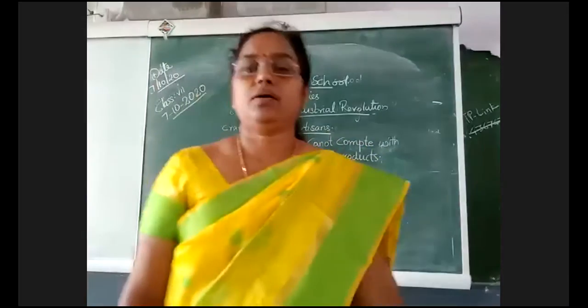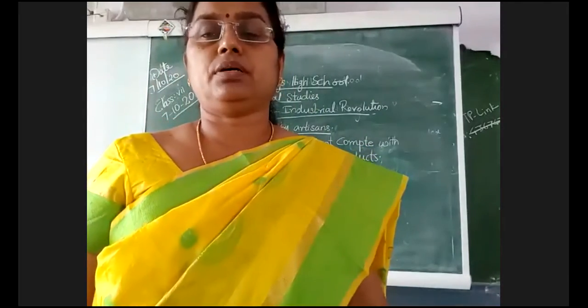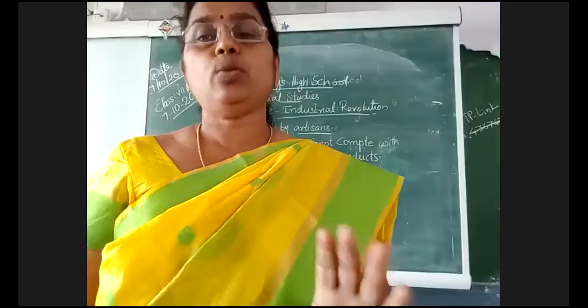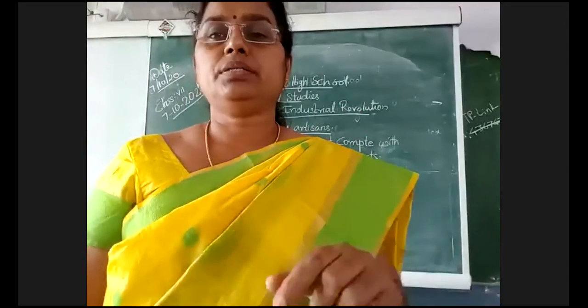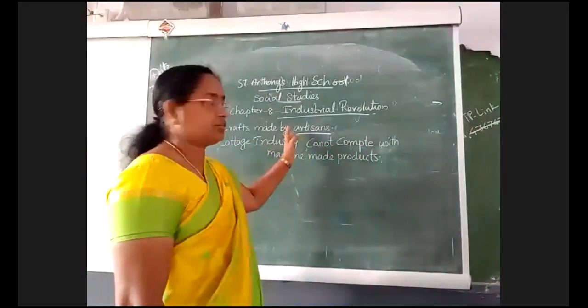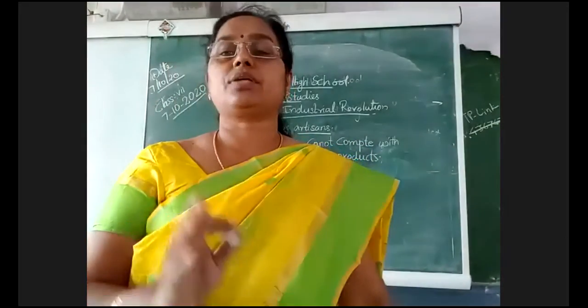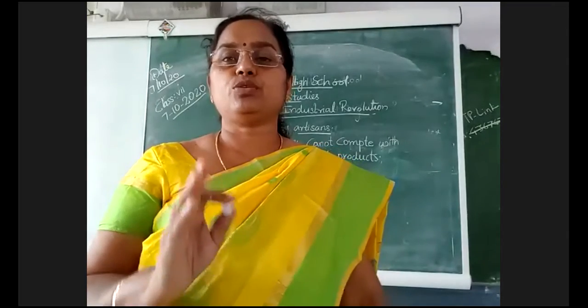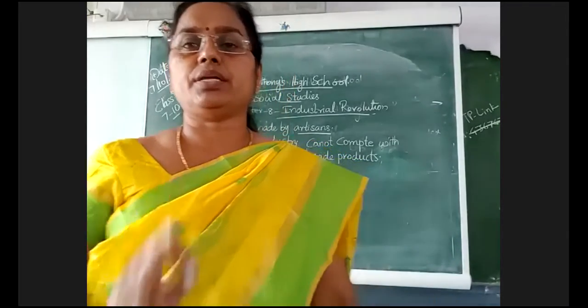See, already we have discussed yesterday about the handloom industry, and the chapter ended yesterday. But today we are going to start the 8th chapter. In this chapter, we are going to discuss the industrial revolution. Revolution means sudden change. What were the changes that happened in the industry?